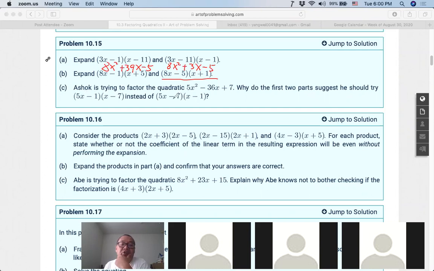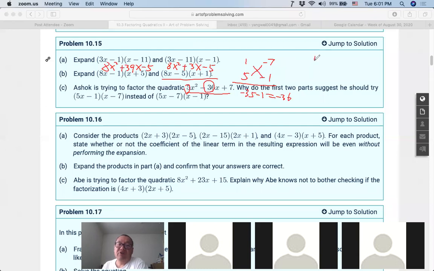So now let's see. Ashok is trying to factor this quadratic. Why do the first two parts suggest he should try this? Say 5, you can just write 1 times 5, right? Say why does he need to try this? 7, 1. Because the absolute value of this middle number is large. We need to use a large number times a large number, right? This way, negative 35 minus 1 gives a negative 36. You need to try this.